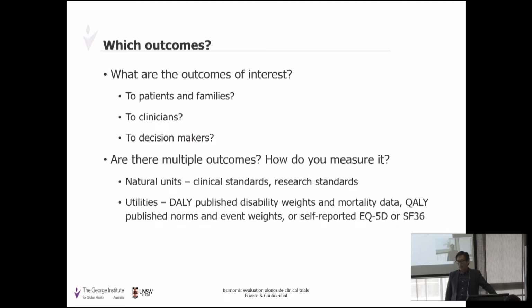So when we're thinking about the outcomes of interest, we also need to think about the outcomes to whom? To patients and families, to clinicians, to decision makers. And that frames the perspective of what we're doing. We're also thinking about not just single outcomes, but multiple outcomes, and how do you measure them? Do you measure them in natural units, or ideally, can you try to frame it all into a cost per quality framework?